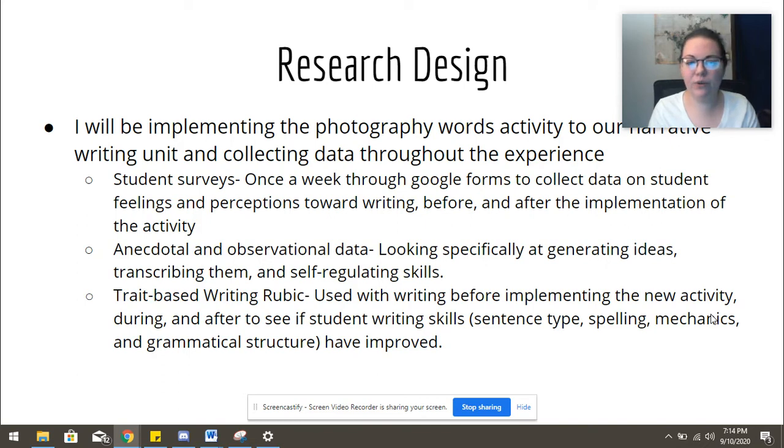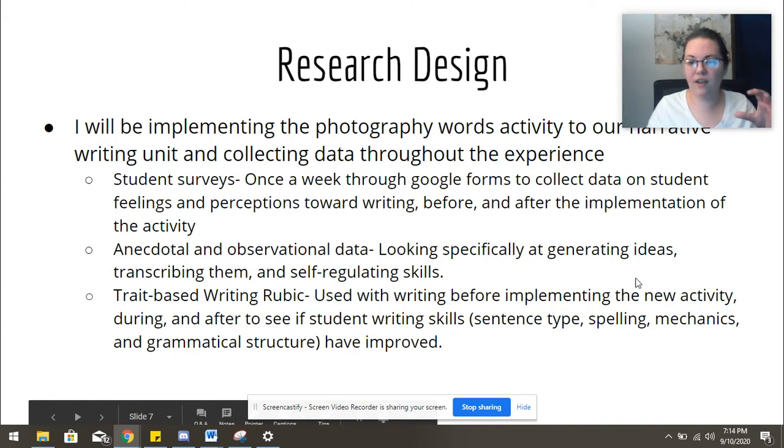I collected anecdotal and observational data, which looks specifically at the generation of ideas, transcribing them, and self-regulating skills. And I used a trait-based writing rubric, which was used with writing before implementing the activity, with just Lucy Calkins, during and after, to see if things like sentence type, spelling, mechanics, and grammatical structure have improved through the photography writing unit.